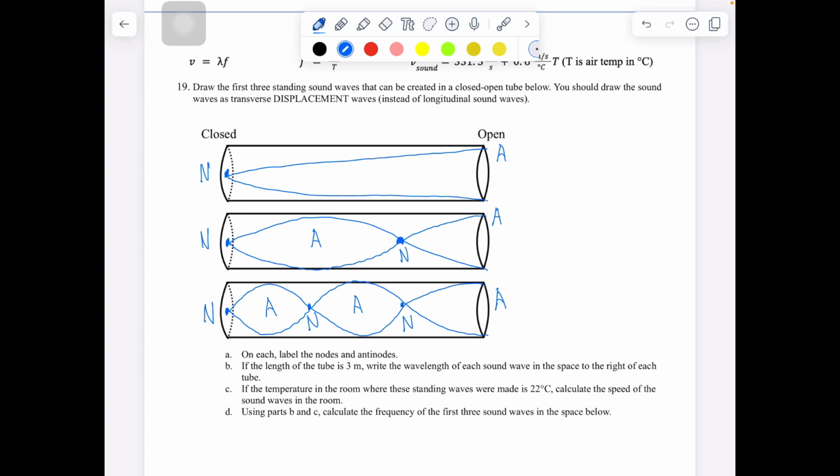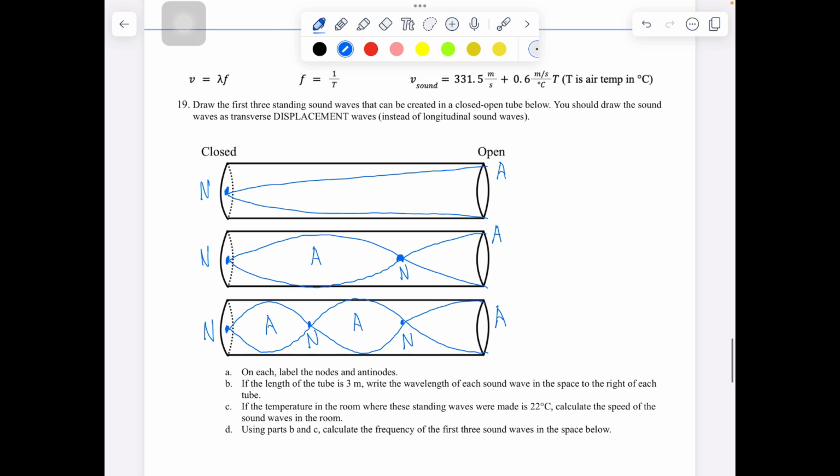Well, again, for part B, we can calculate this in one of 2 ways. We can use the length of the tube and find out a fraction of how many wavelengths there are. So for the first one, the length is 3 meters, measured from one side of the tube to the other. That's where we're getting our length. We have half of a loop, so a quarter of a wavelength fits in this pipe.